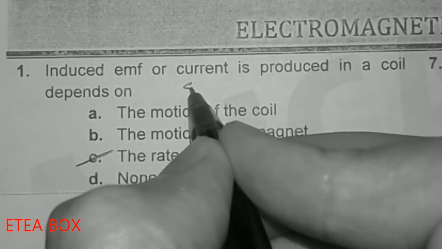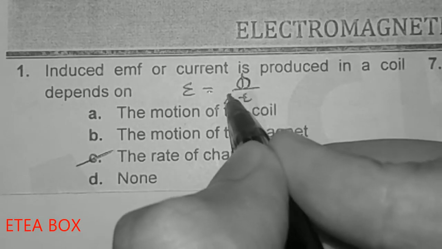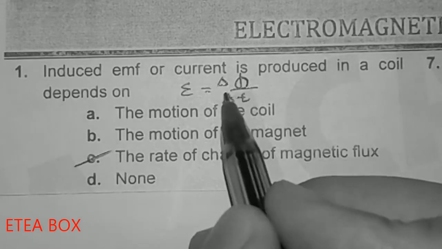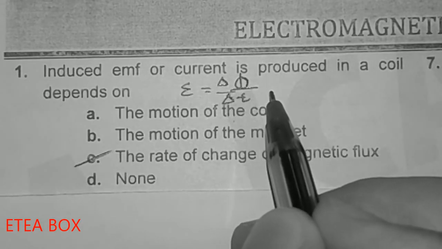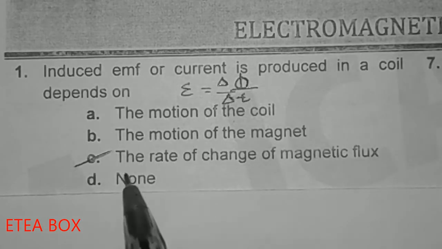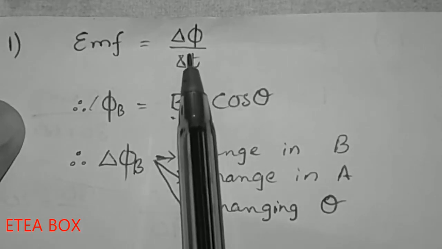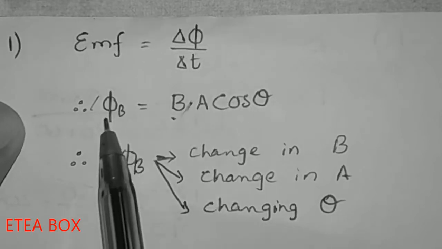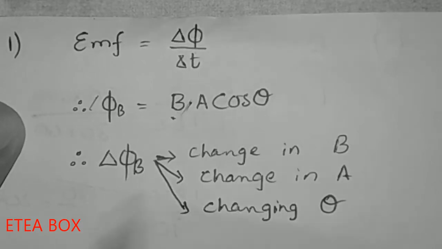Like EMF is equal to the rate of change of magnetic flux, okay? And this flux also depends upon the magnetic field, area and the angle, okay? So induced EMF depends upon the rate of change of magnetic flux. Look here, EMF is equal to the rate of change of magnetic flux. This magnetic flux is equal to magnetic field multiplied by area and cos theta, okay?